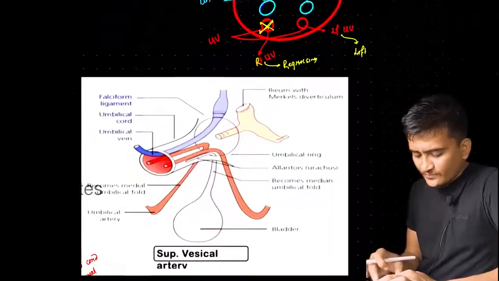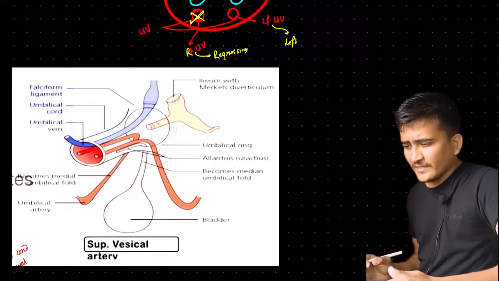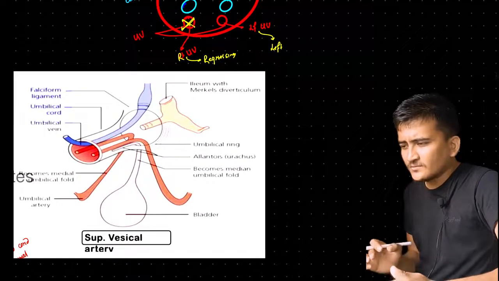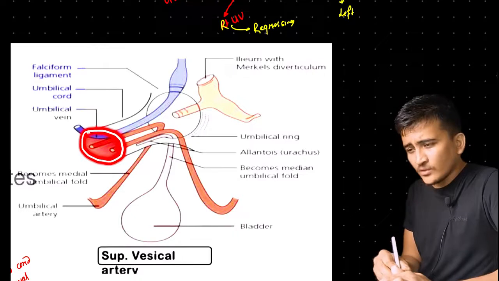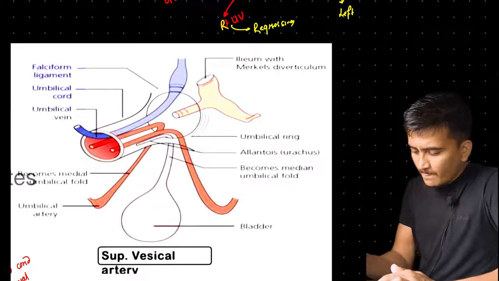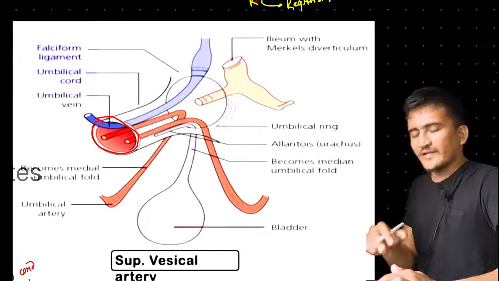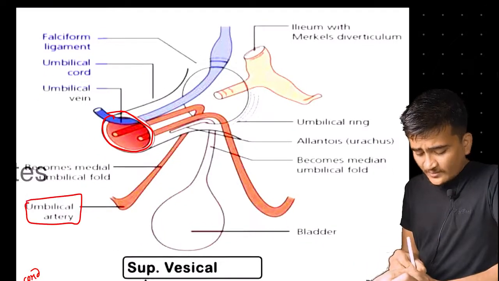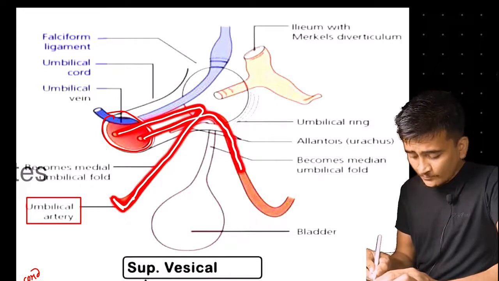Now let us move toward this diagram. Talking about this diagram, as you can see right here, this is our umbilical opening, and this is the structure after birth. So the artery will be red and the vein will be blue, right? This is the umbilical artery. What is the number of umbilical arteries? As we have already mentioned, there are two umbilical arteries. This is one umbilical artery and this is another umbilical artery, right?